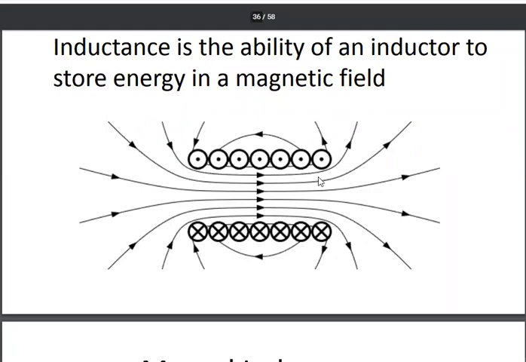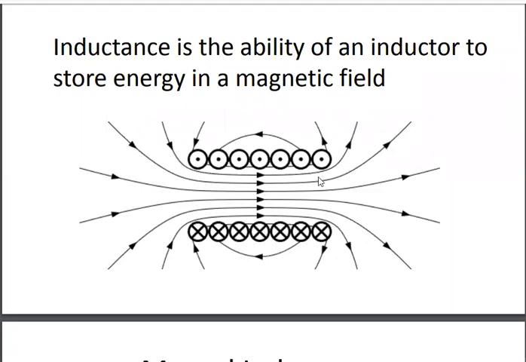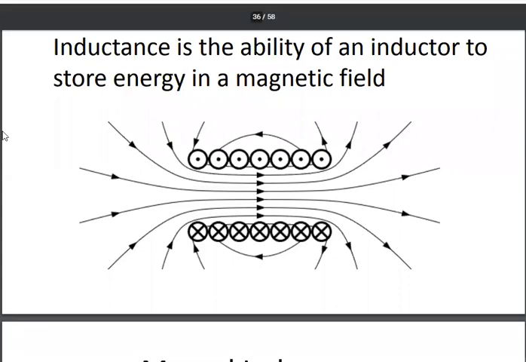Inductor is associated with its capacity to store magnetic energy. That is called inductance, just as we said capacitance in the case of a capacitor. So here we say inductance.